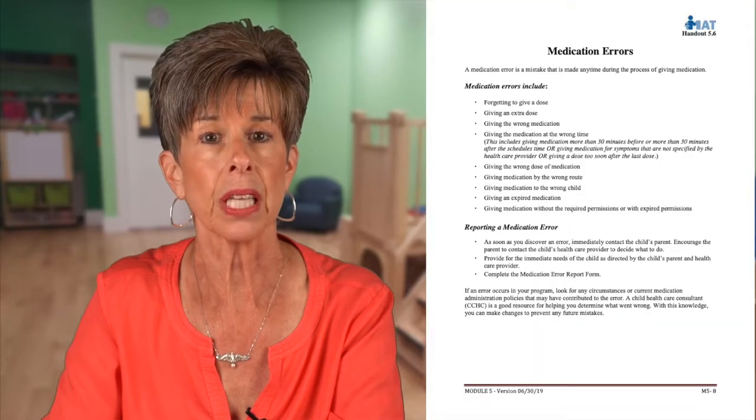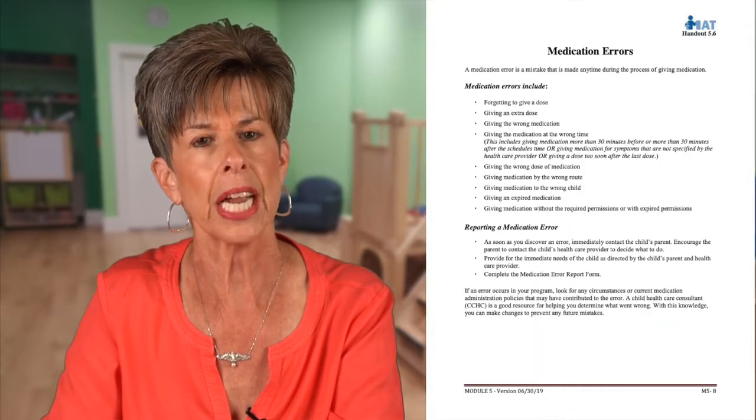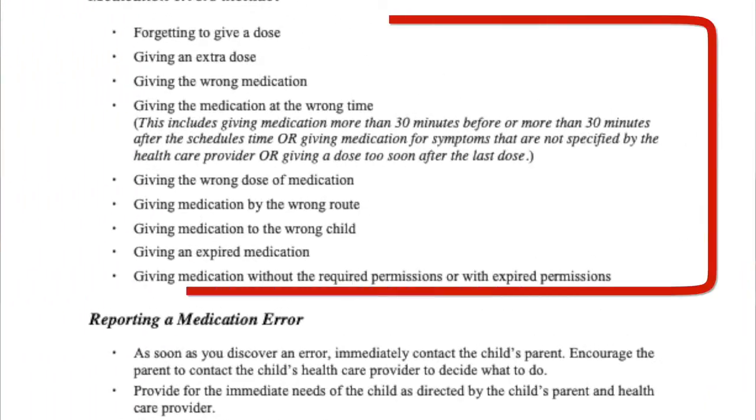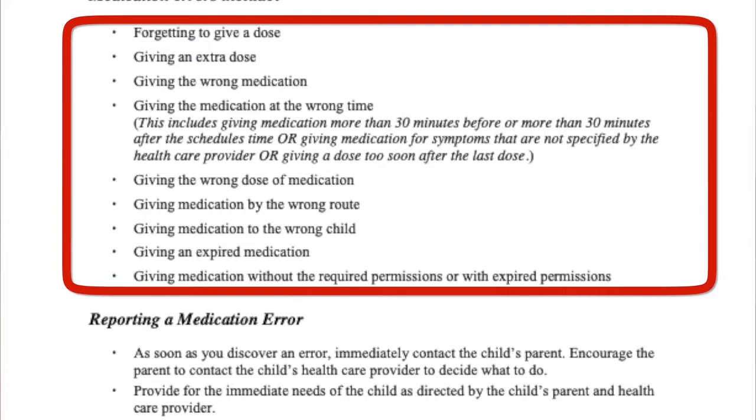What if you make an error when giving medication? The medication errors handout includes a comprehensive list, but in general, a medication error occurs when you make a mistake in the 5 rights, such as giving the wrong medicine, giving it at the wrong time, giving the wrong dose, giving it by the wrong route, giving it to the wrong child, giving expired medication, or giving medication without the proper written permissions. As soon as you discover you've made an error, it is crucial to contact the parent so they can contact the physician if necessary and let you know what to do next.